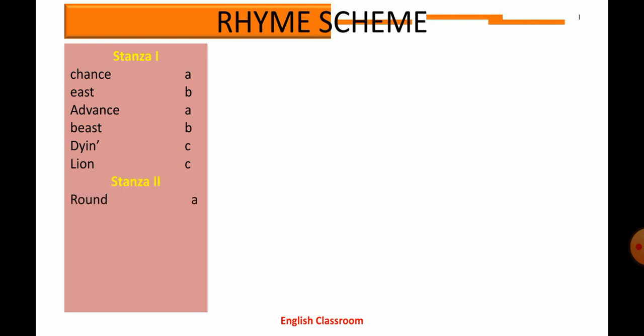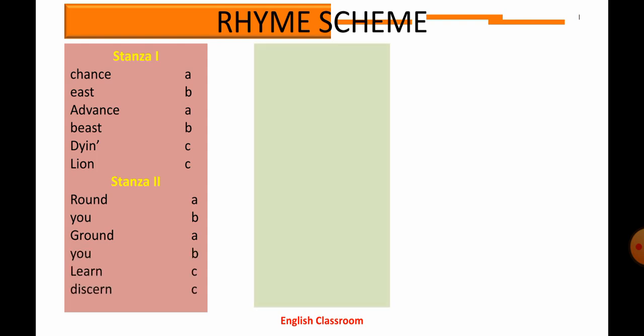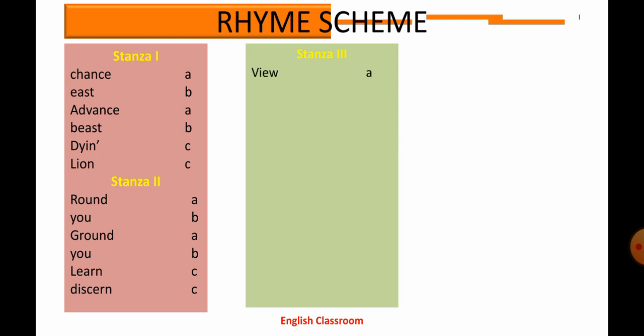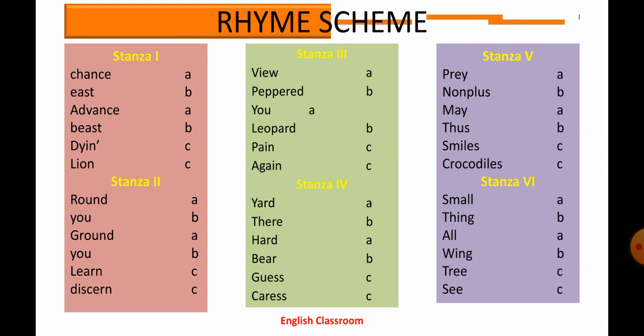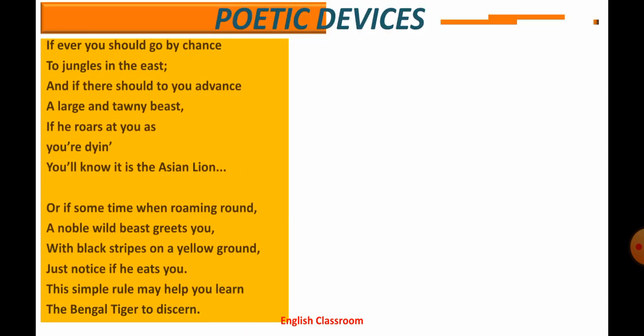That's why C. So A B C C is the rhyme scheme here. Similarly, you can find the same thing in the second stanza, A B C C. In the third and the fourth, you can find the same, A B C C. Then again in the fourth stanza A B C C, and the same in the fifth and sixth. So the rhyme scheme of the poem is A B C C. Now come to the poetic devices used in the poem.